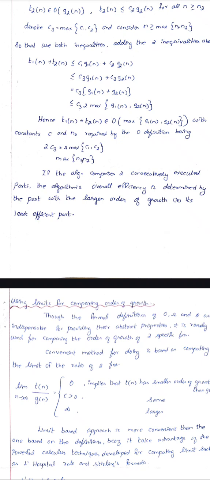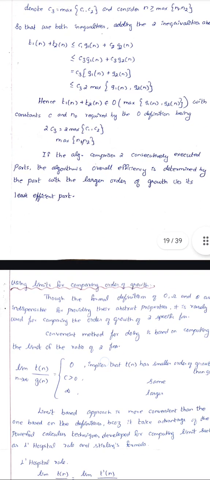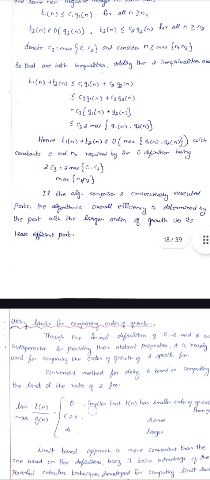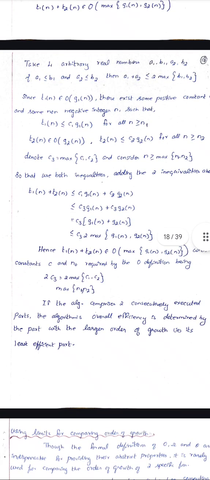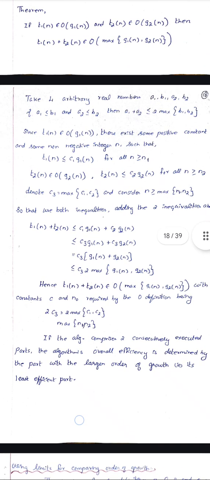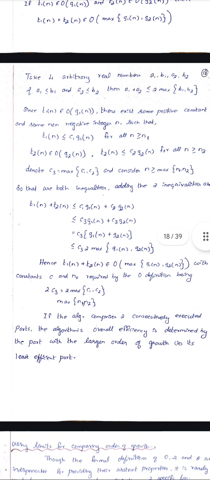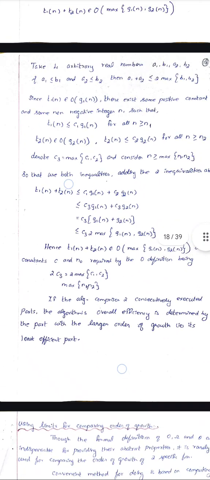Hence t1(n) plus t2(n) belongs to big O of max of g1(n), g2(n), with constants c and n0 required by the big O definition being 2c3, where c3 equals max of c1, c2, and n0 equals max of n1, n2.